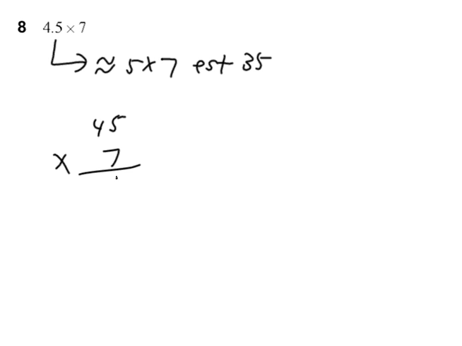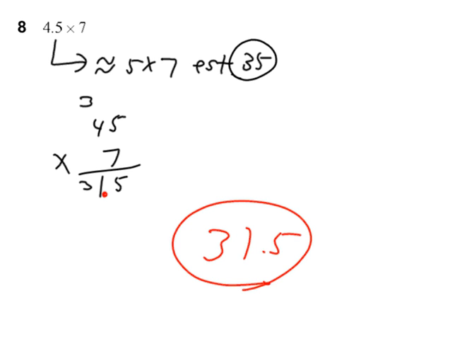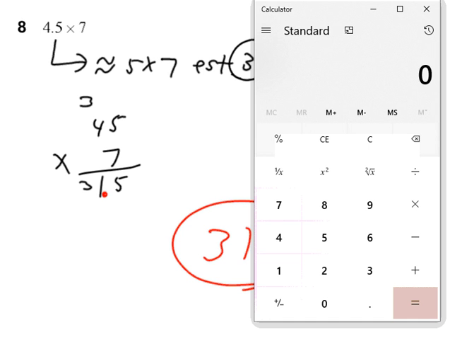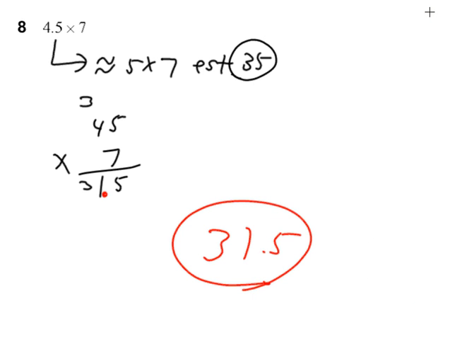7 times 5 is 35, carry your 3. 7 times 4 is 28, plus 3 is 31. And then since I have 315 and my estimation was 35, the place I have to put my decimal is there, and I end up with the answer of 31.5 as my final answer. Double check with the calculator. 4.5 multiplied by 7 is 31.5.